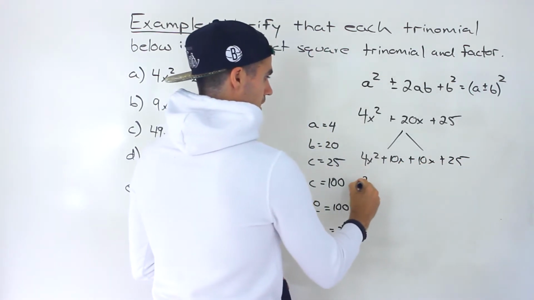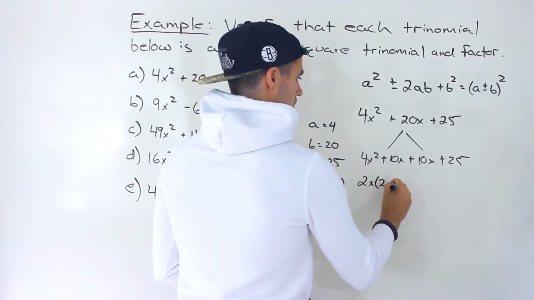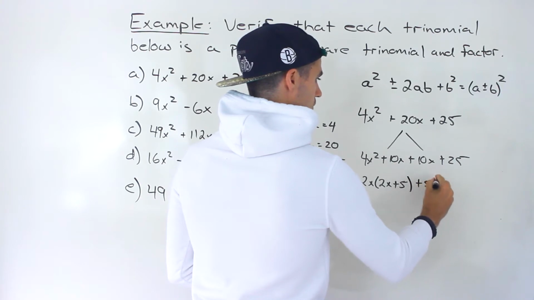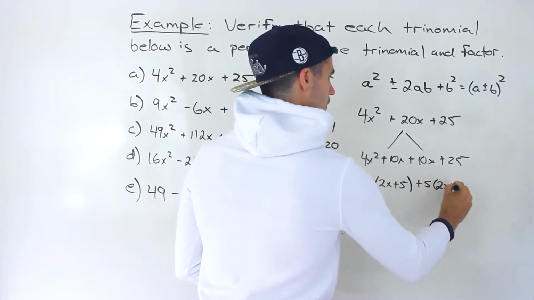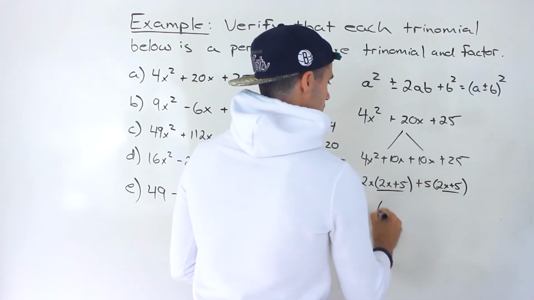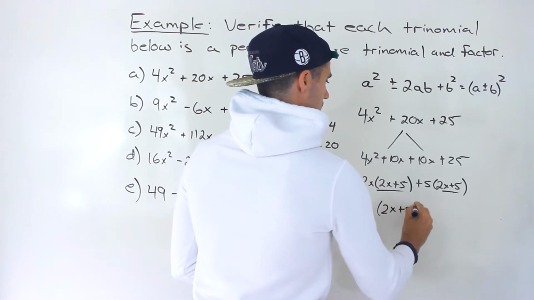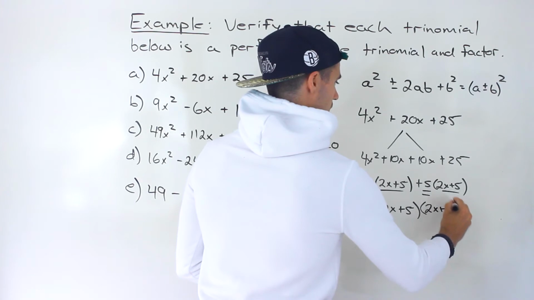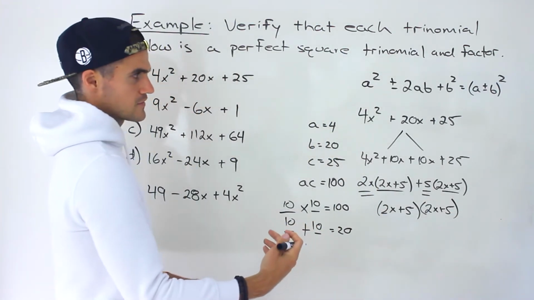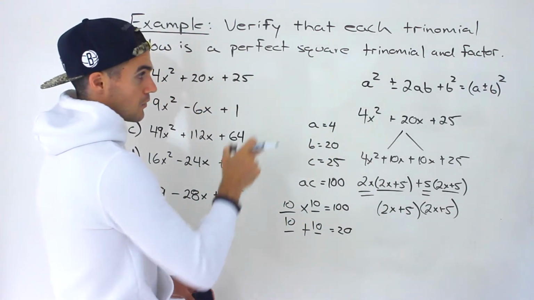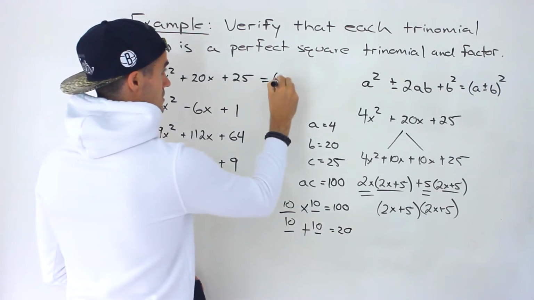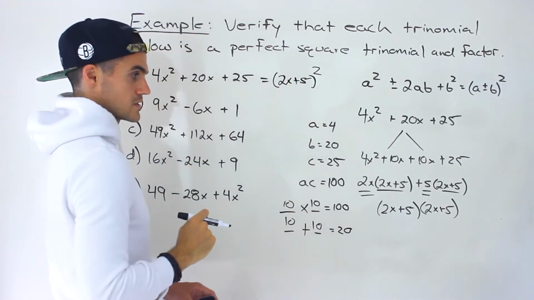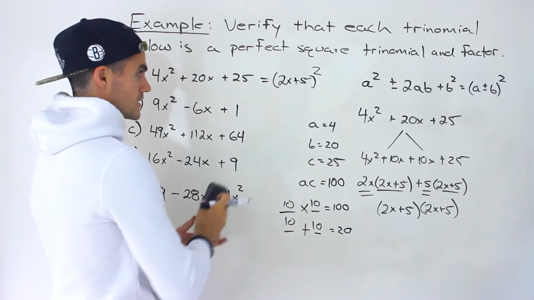Then from these two, we could take out a 2x. Then from these two, we could take out 5. And then notice we could take out a 2x plus 5. And we'd be left with 2x plus 5. So the same factor, 2x plus 5 squared, notice it's the same thing we got when we used the formula. So this is going to factor into 2x plus 5 squared, like that.